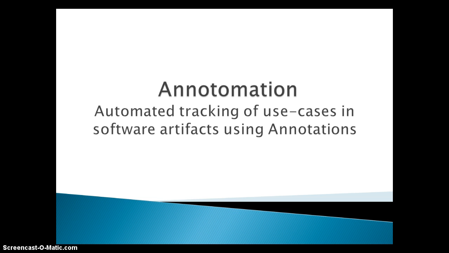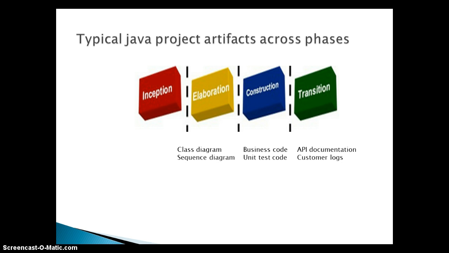So we'll just delve into the problem domain. Typical Java project artifacts are spread across these phases: elaboration, construction, and transition. In the elaboration phase, the designer creates some class diagrams, sequence diagrams. In the construction phase, those class diagrams and sequence diagrams are materialized into business code, and to unit test this business code, developers write some unit test code.